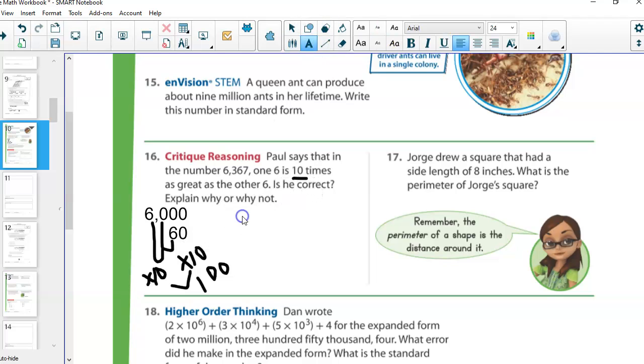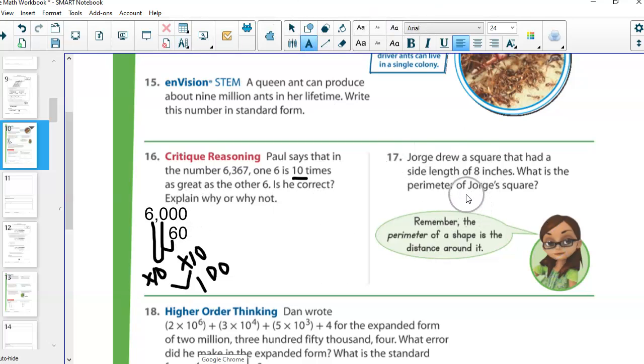So if we solved it out, if you take 60 and multiply by 100, 6 times 1 gives me 6, and then you have 3 zeros that you have to add. If I only multiplied by 10, then it would be 6 with 2 zeros. So he is not correct because he actually needed to multiply by 100, because 6,000 is 100 times greater than 60. So he is incorrect.